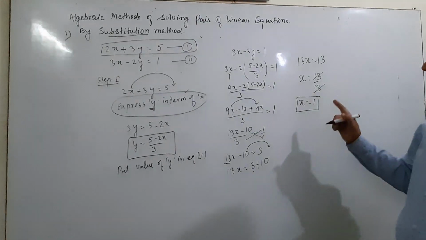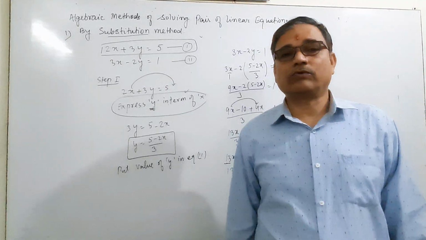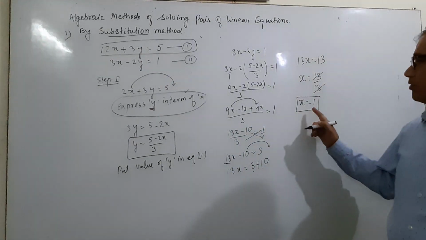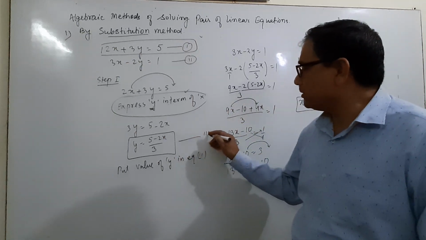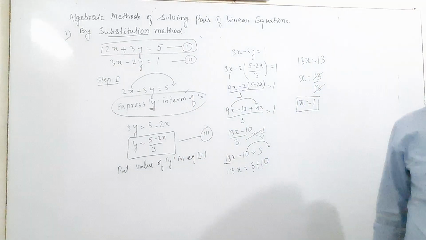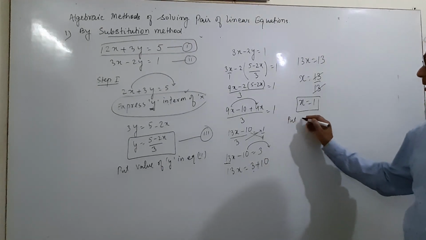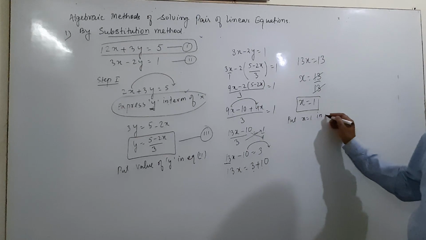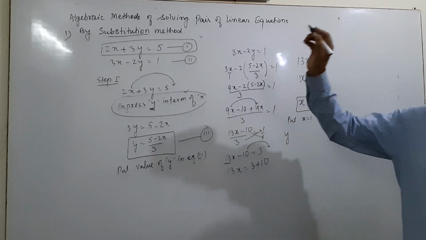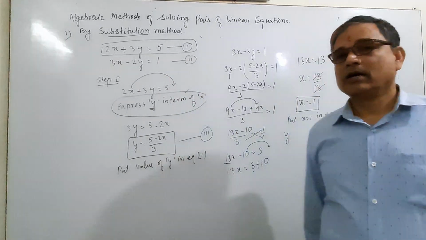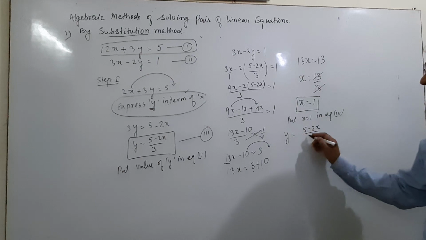And again, now here we have to find out the value of y also. What should we do now? And this value of x we have to put where in equation? This is the third. Is it clear? Then put x equal to 1 in the third equation. What is the third equation? y in terms of x. It means y is equal to (5 minus 2x) upon 3.